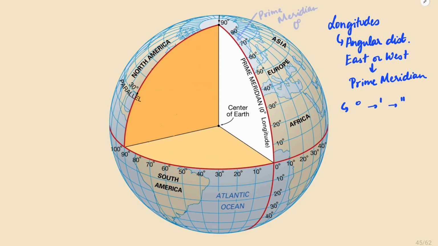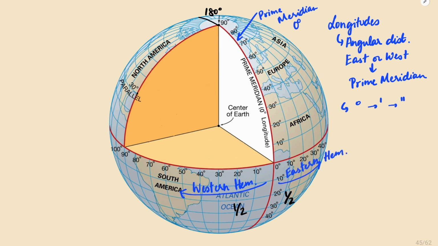Similar to the equator, the prime meridian along with the 180-degree meridian divides the Earth into two equal halves or hemispheres, that is the western hemisphere west of the prime meridian and the eastern hemisphere east of the prime meridian. To locate 90 degrees west longitude, we would have to measure 90 degrees west of the prime meridian. Similarly, to locate the 40 degrees east longitude, we would have to measure 40 degrees east of the prime meridian.